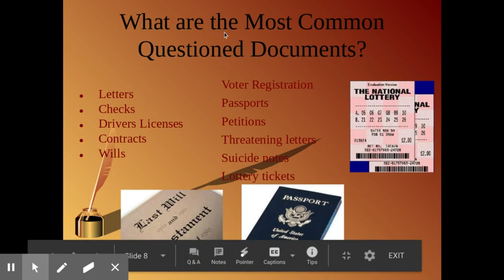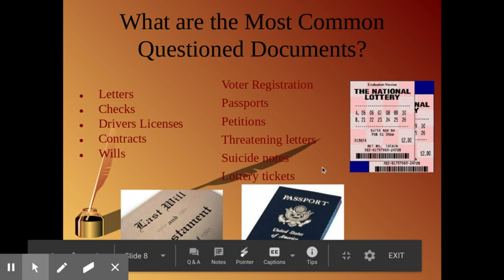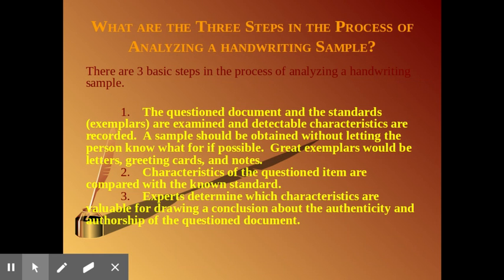So, what are the most common questioned documents? Letters, checks, driver's licenses, contracts, wills, voter registration, all this, right? Passports, petitions, threatening letters, suicide notes. Did they really commit suicide or did somebody else write that note? Lottery tickets. Hey, let me change this 3 to an 8 and I won, right?